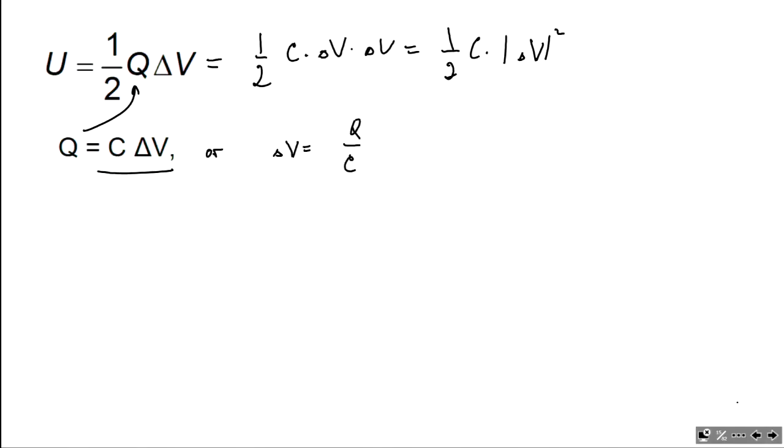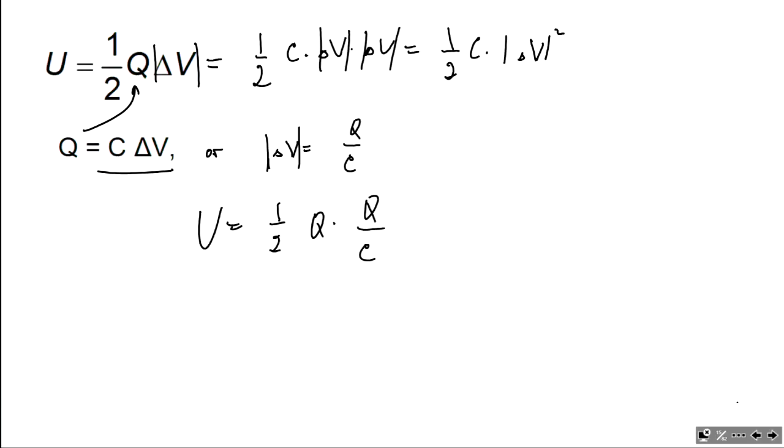Another variable which can be replaced is voltage. Strictly speaking, we have to keep in mind that all those variables are positive. Now, if I replace the voltage with the ratio of charge over capacitance, I've got one more equation which also tells us how to calculate the energy of a capacitor.